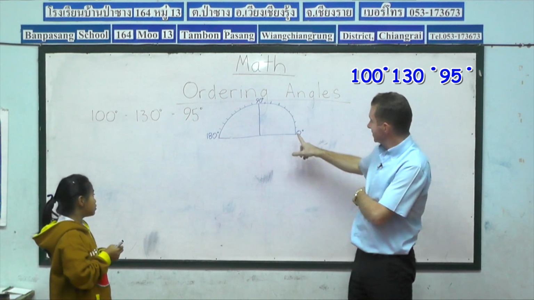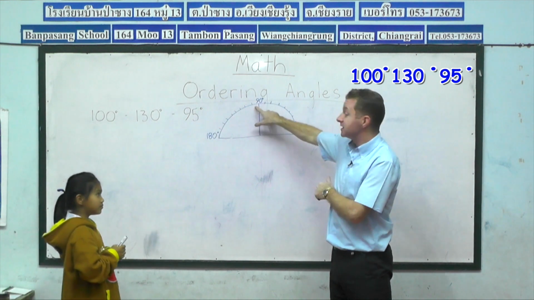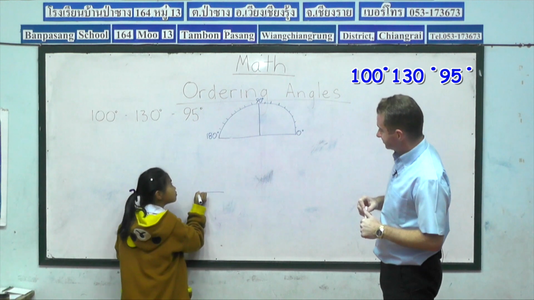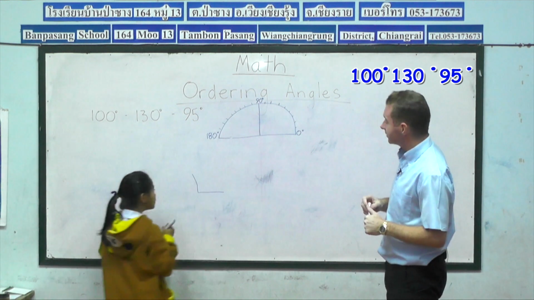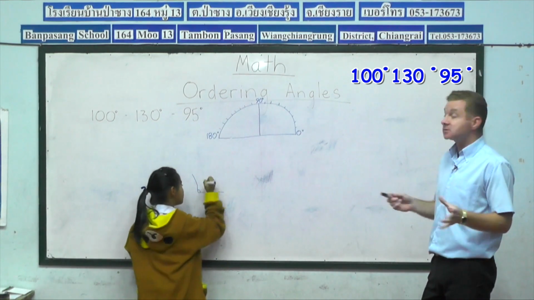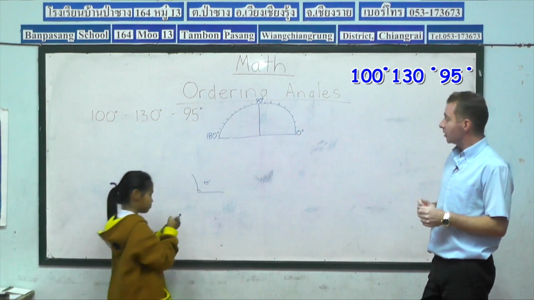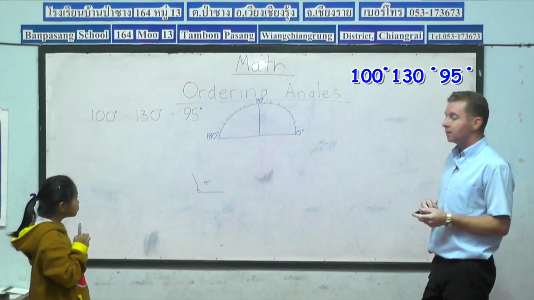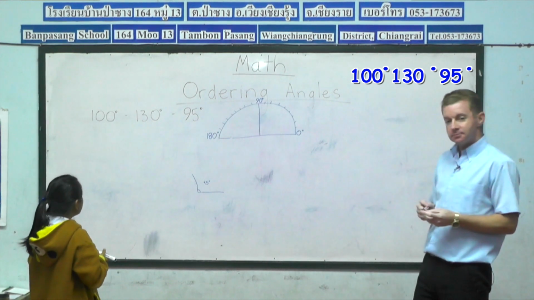95 degrees. So Pak Bung will now need to draw an angle from 0 to 95 degrees, which is slightly larger than a right angle. Excellent, Pak Bung. And now you can draw your vertex and the angle size. Brilliant.